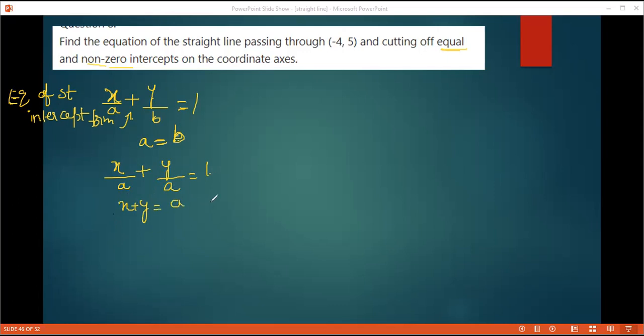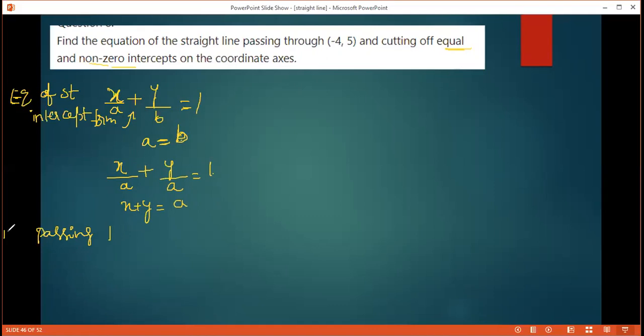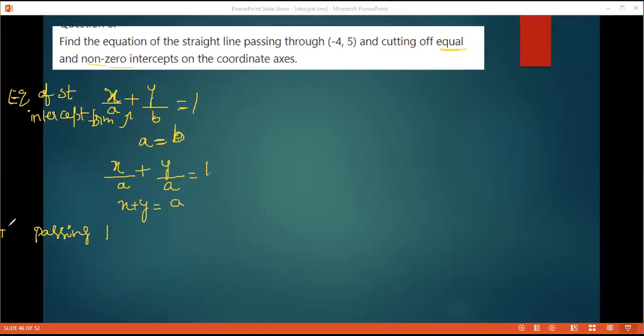This is our equation. What they said: find the equation of a straight line passing through (-4, 5) and cutting off equal and non-zero intercepts. So it is passing through the point. What is the point given? (-4, 5).